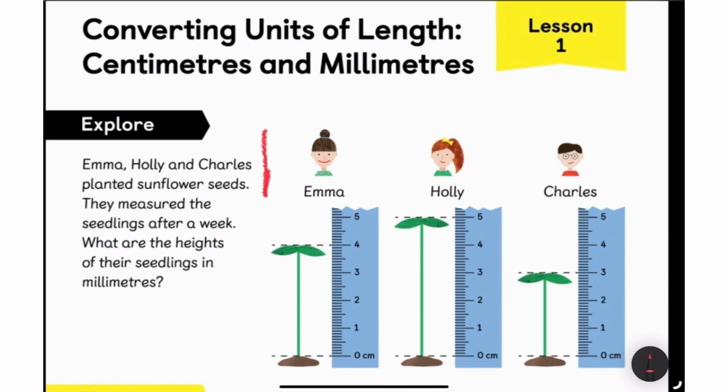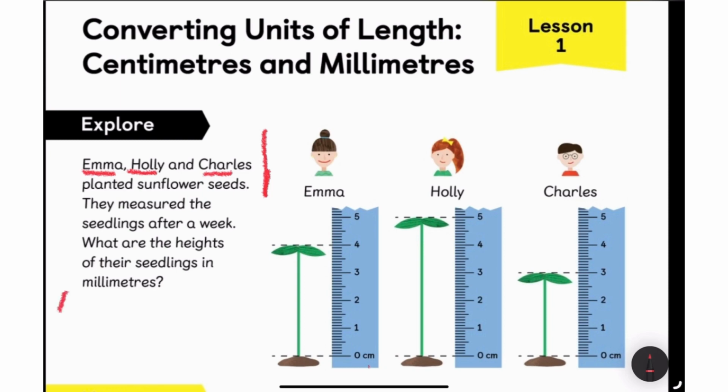Emma, Holly, and Charles planted sunflower seeds. They measured the seedlings after a week. What are the heights of their seedlings in millimeters? As we see here, it is given in centimeters. Emma is 4 centimeters, Holly is 5 centimeters, and Charles is 3 centimeters, right?